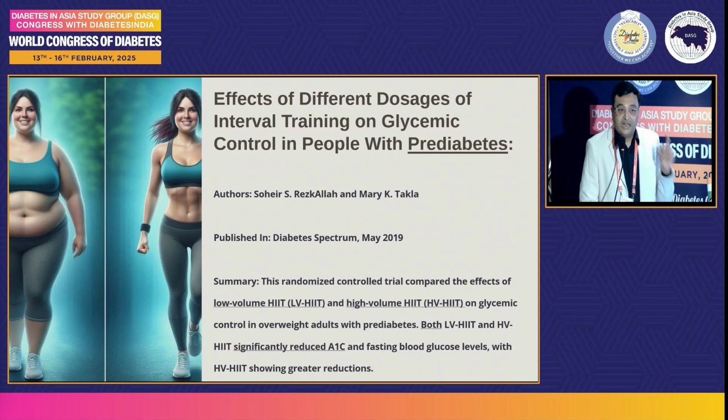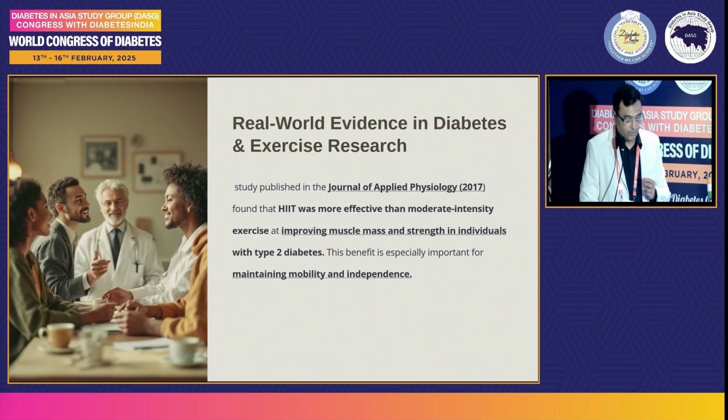Not only that, pre-diabetic patients have also been observed, and those studies published in Diabetes Spectrum showed that any volume of high intensity exercise, low, moderate, or high, translated into the benefit of HbA1c reduction in pre-diabetics. So whether pre-diabetic, type 2 diabetic, or type 1 diabetes with obesity, high intensity interval training exercise, even at a low volume, definitely has a better outcome on glucose control.